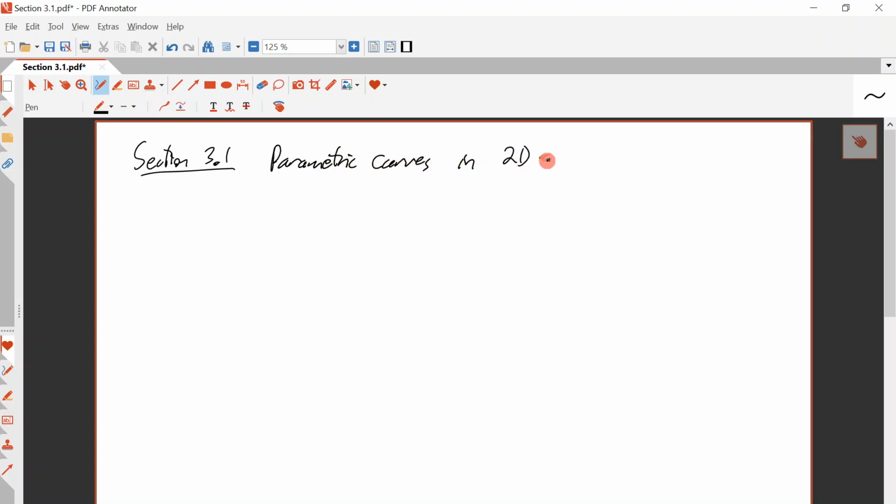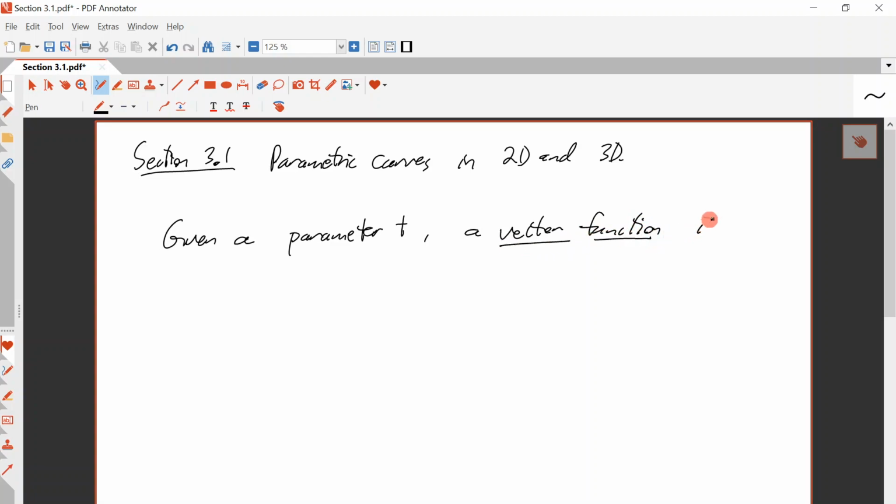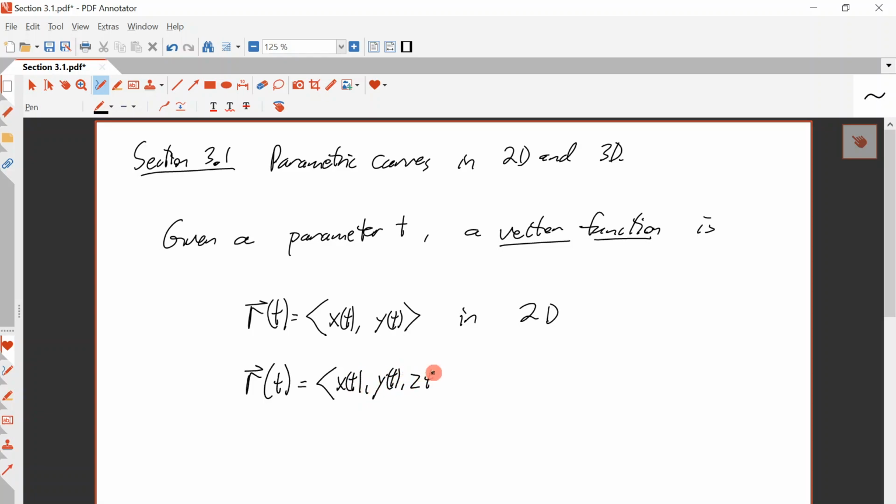in 2D and 3D. Given a parameter t, a vector function is r of t equal to x of t, y of t in 2D, or in 3D, x of t, y of t, z of t in 3D.